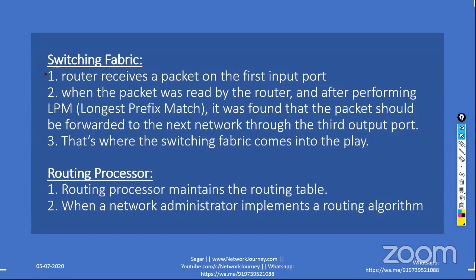I have given some brief information about both of them. Once a router receives a packet on the input, from the input port's point of view, and the packet is read by the router, then after performing the longest prefix match, it is found that the packet should be forwarded to the next network through the third output port. And that is where the switching fabric comes in.